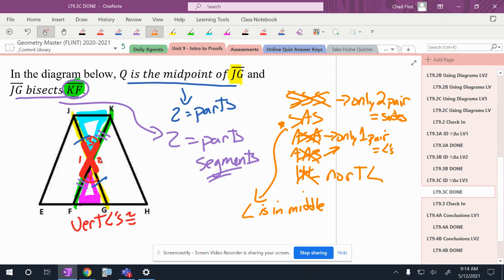So I'm going to look here. There's one of my sides. There's the other side. There's the middle, and that's exactly where the angle is. So this is yes, because side angle side. All right, and again, it's because the angle is in the middle. That's the difference between this one and number two.